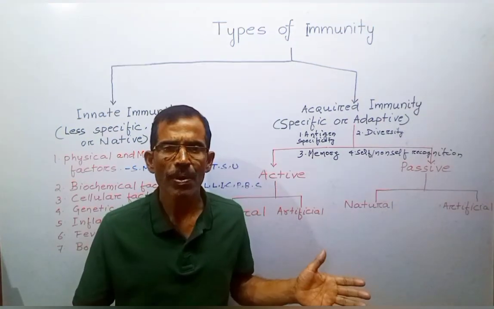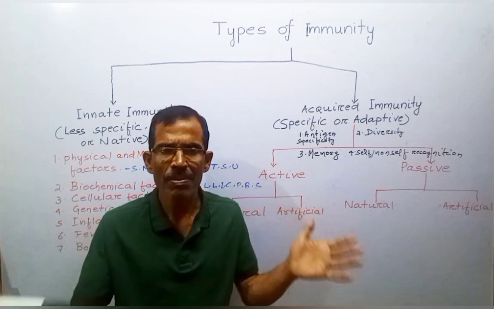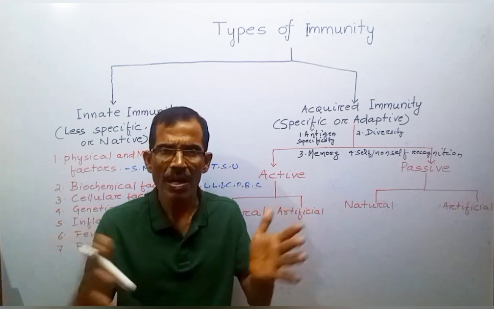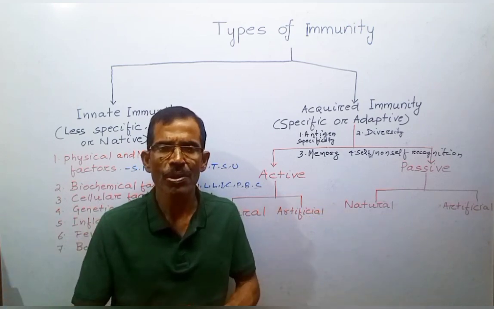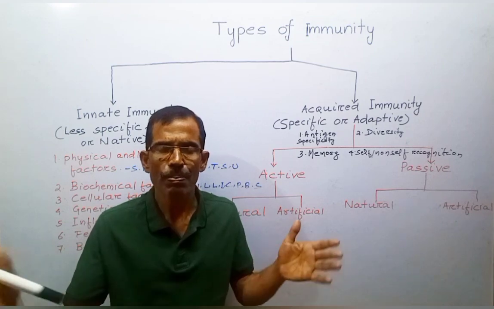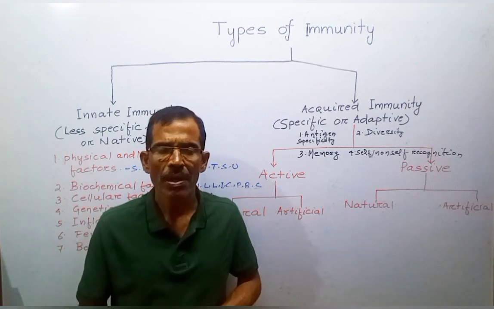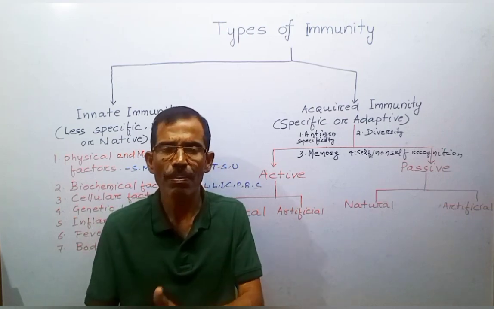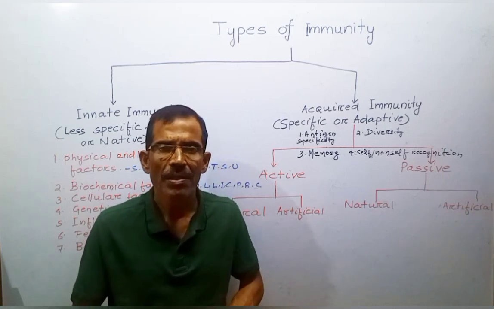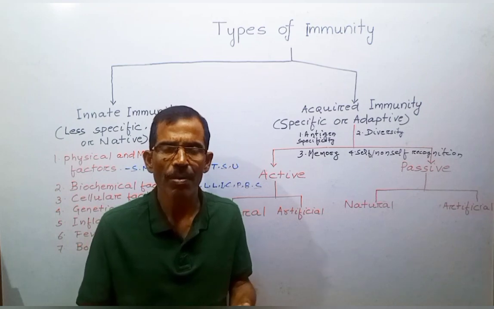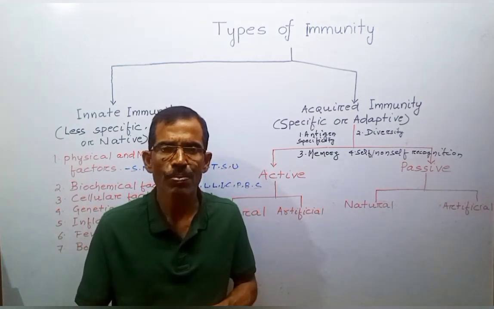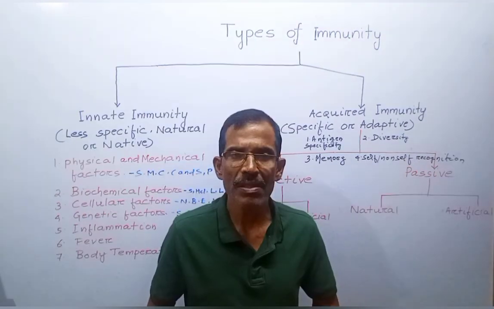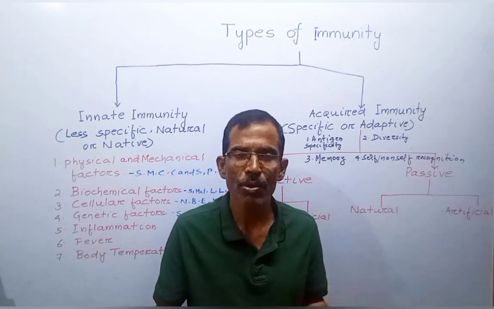The immune response that develops in an individual as a result of first exposure to a pathogen is called primary immune response, and if that individual is reinfected by the same pathogen, then the response which develops is secondary immune response. So friends, this is all about types of immunity.